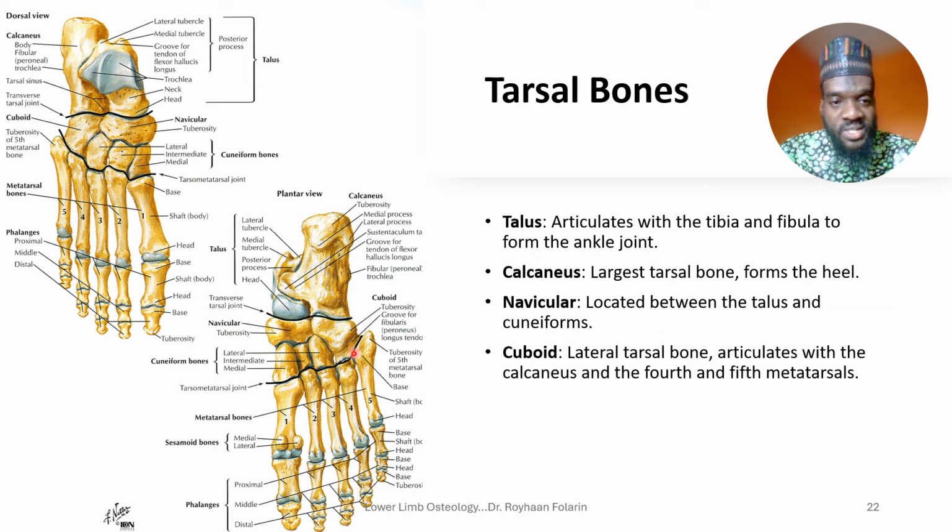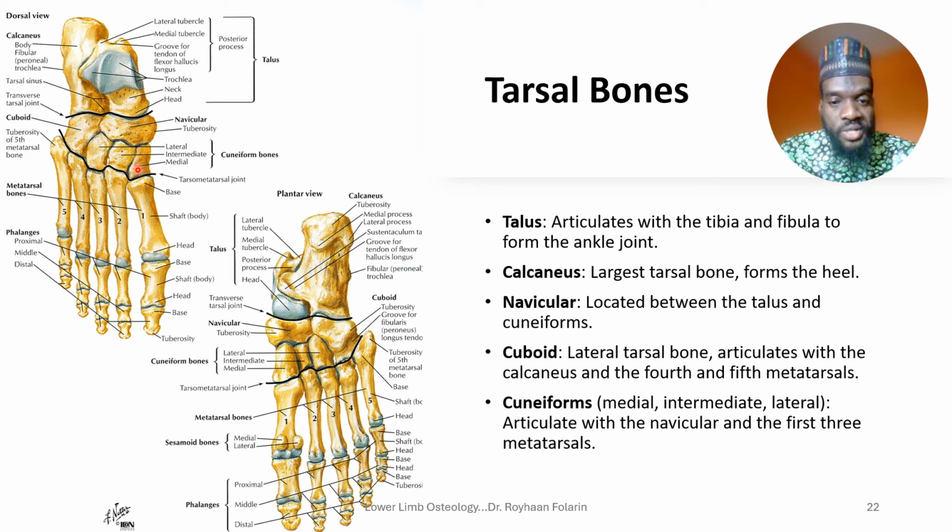From the underside you can see that here, and from the dorsal view, you can see that here. So it's the lateral tarsal bone that articulates with the calcaneus posteriorly. And it attaches to the fourth and fifth metatarsals anteriorly. You can see that here as well. Fourth and fifth metatarsals anteriorly, and then the calcaneus posteriorly. So that's the cuboid. The cuboid is a lateral tarsal bone. The navicular is a medial tarsal bone.